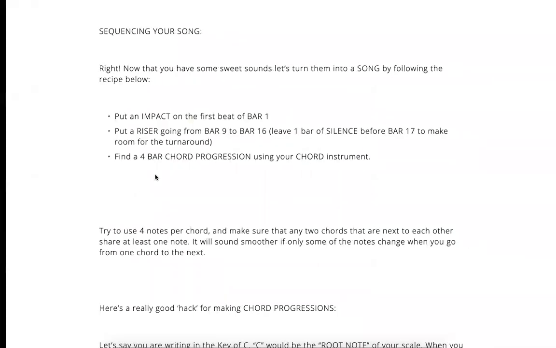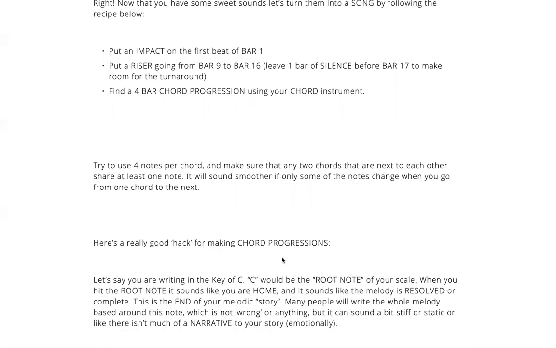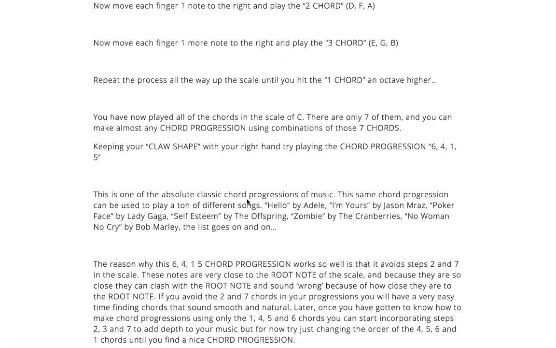So we have that. Now find a 4-bar chord progression using your chord instrument. If you already have a chord progression like the one that we brought in using a Splice sample, we can just use that. If you are creating your own chord progression, you can look at this as an example here.